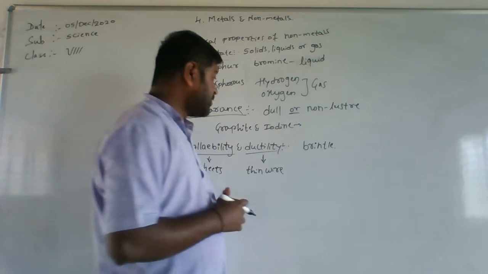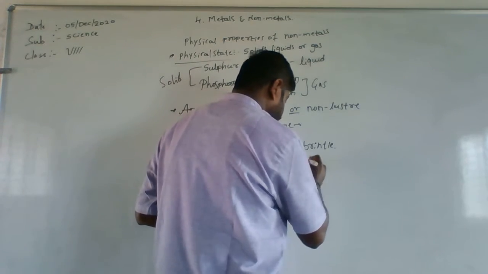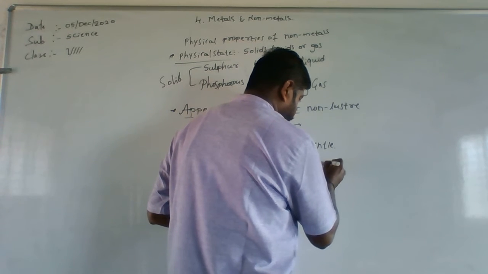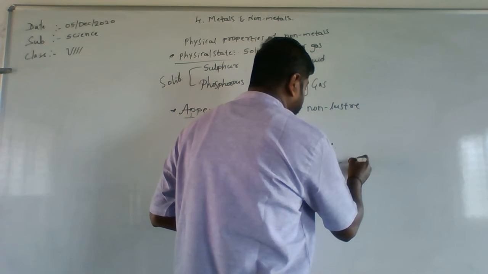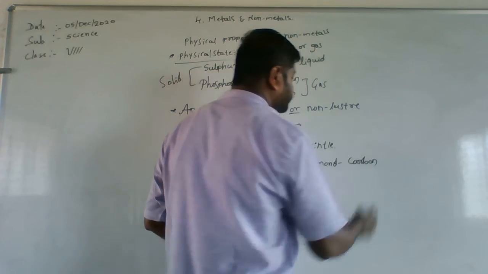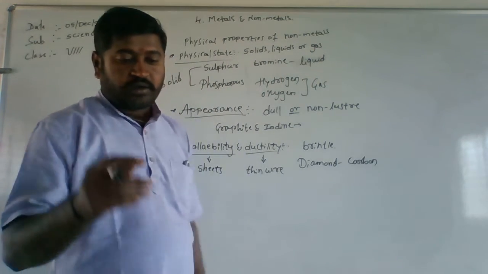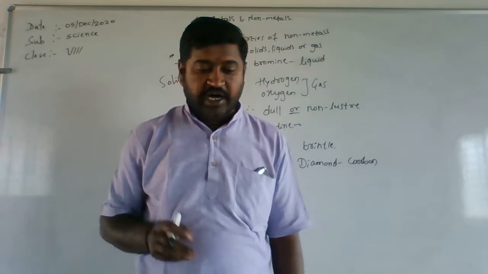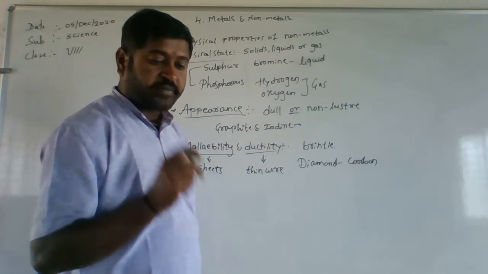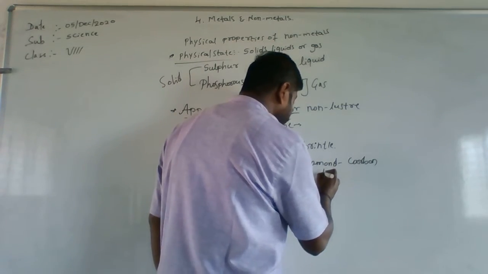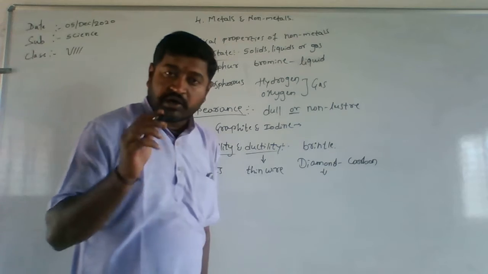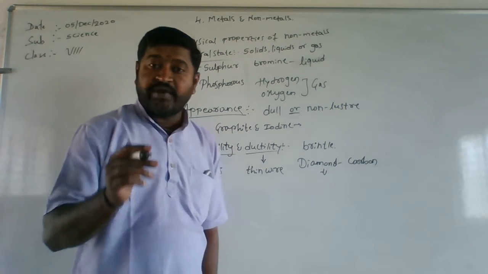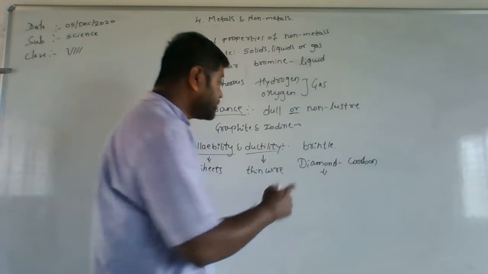And we have diamond. It is an allotrope of carbon. Diamond, which is an allotrope of carbon, is the only non-metal that is hard. So out of all non-metals, the one which is hard in nature is diamond.